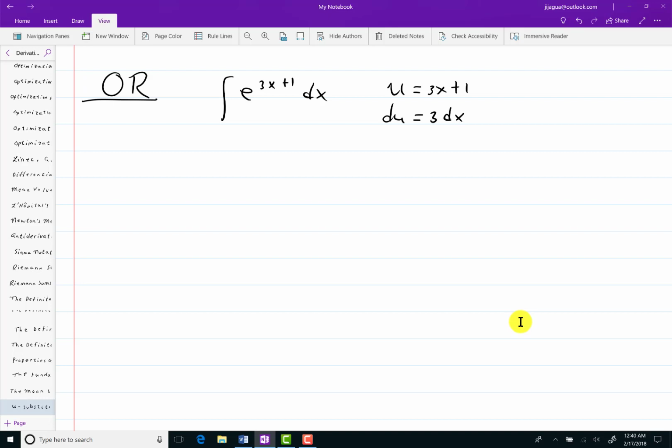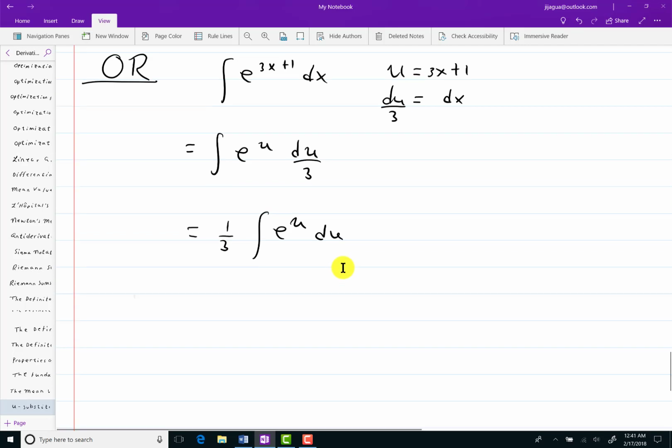But you never do that unless you see a 3 hanging around here. I don't want that, really. What I want is just dx. So I'll do du over 3. This way, I'm going to have an e to the u. And this dx is du over 3. So this equals 1/3 the integral of e to the u du.